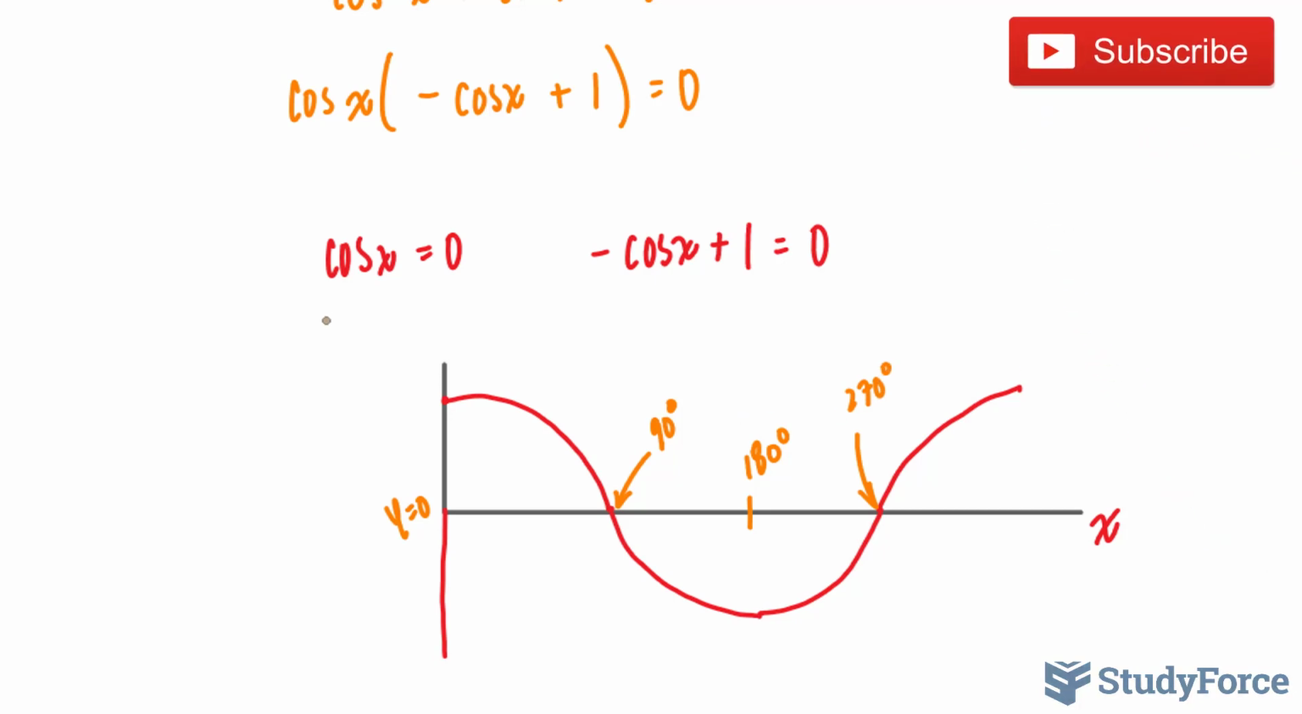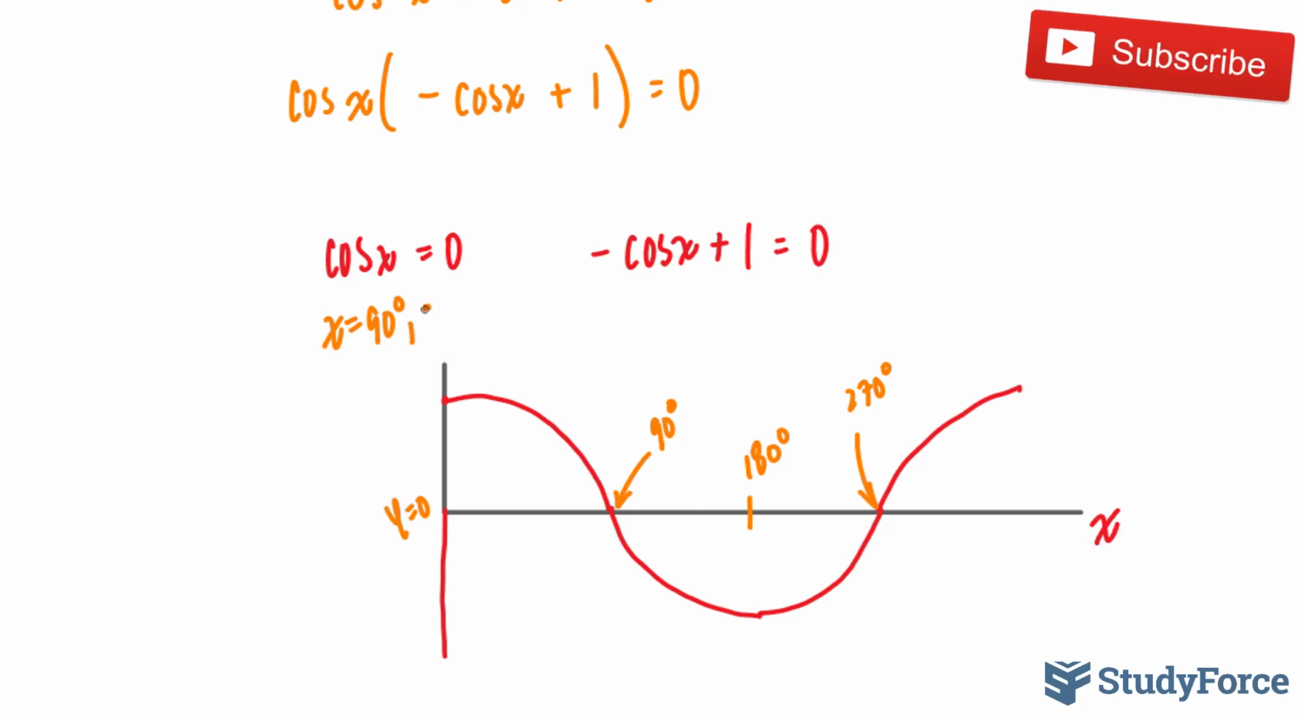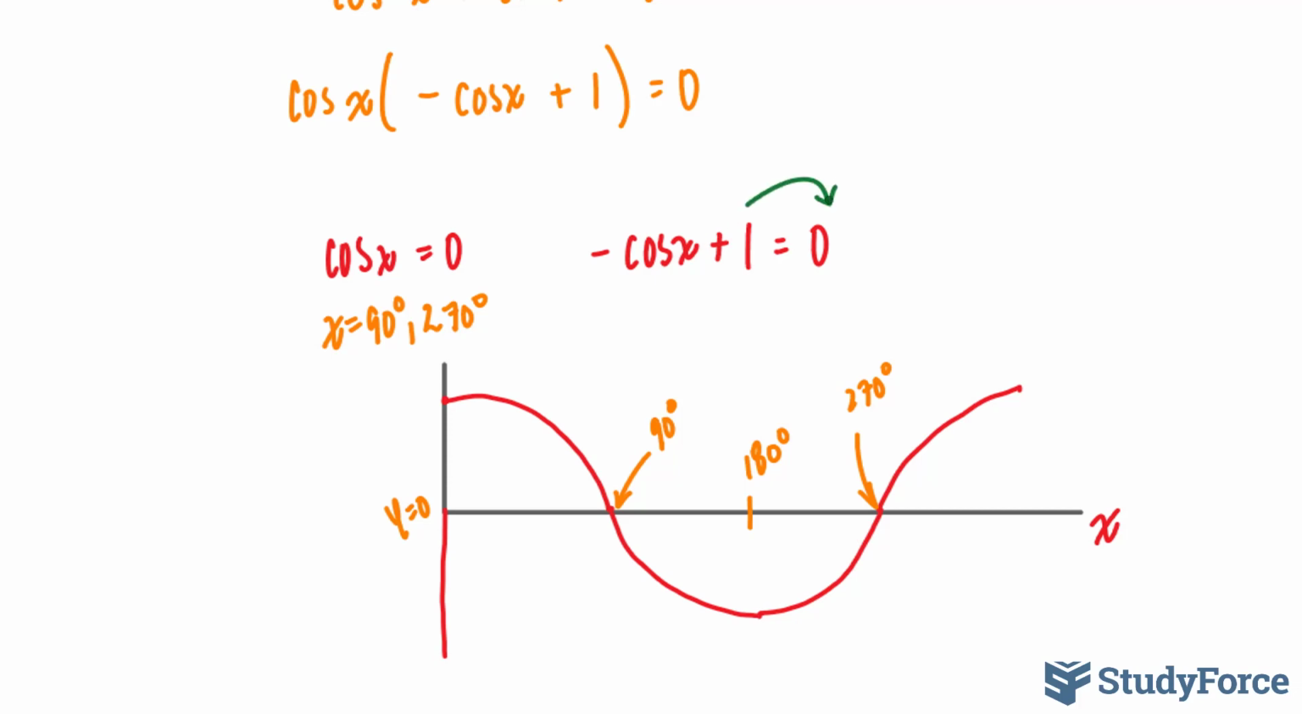As a result, x will equal 90 degrees and 270 degrees. Furthermore, if we solve for cosine here by moving this positive 1 to the left side, giving us negative cosine x is equal to negative 1, and then dividing both sides by negative 1, we get cosine is equal to 1. When is cosine equal to 1? Right here at 0 degrees and at 360 degrees.